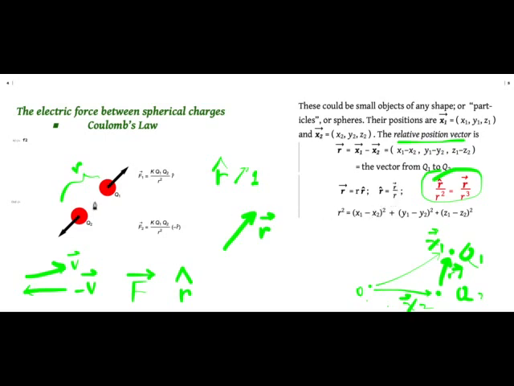Now, what's r? The distance from Q2 to Q1? Well, by the Pythagorean theorem, r squared is (x1 minus x2) squared plus (y1 minus y2) squared plus (z1 minus z2) squared. It's easy enough to see that in 2 dimensions. Suppose we have x here and y here. This is r. If I look at this little right triangle, r squared is the hypotenuse. The square of the hypotenuse is the sum of the squares of the two sides, y squared plus x squared. So in 2 dimensions, r squared is x squared plus y squared. Well, in 3 dimensions, it's (x1 minus x2) squared, (y1 minus y2) squared, (z1 minus z2) squared.